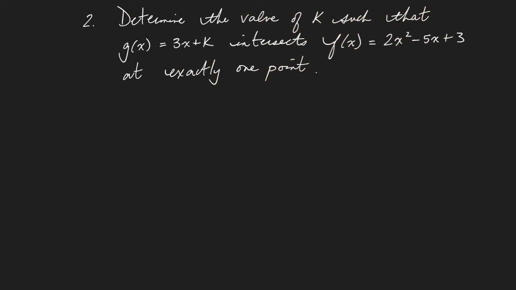Okay, so we see problem 2, and I'm going to tell you that I think we got a bit of a doozy again. So this one would fall into that problem-solving category, and one where we really want to kind of stumble our way through. So problem 2, determine the value of k such that g of x, which is equal to 3x plus k, intersects f of x, which is 2x squared minus 5x plus 3, at exactly 1 point. Okay, there's your problem. Determine the value of k so that g of x intersects f of x at 1 point and 1 point only.